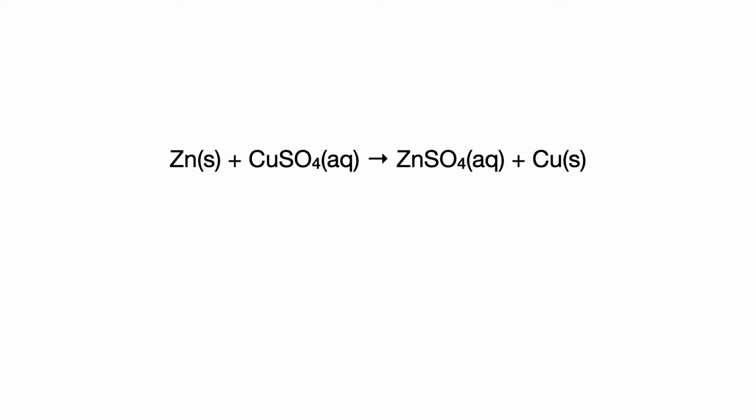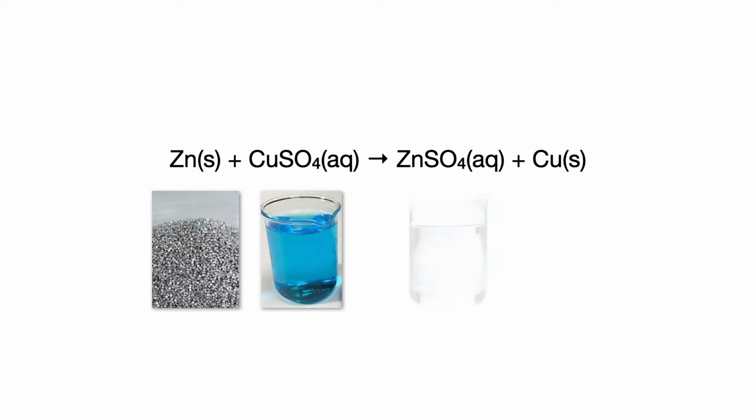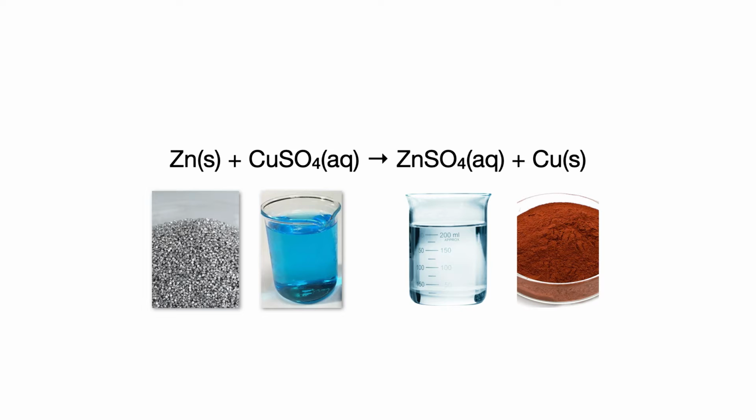Consider the reaction between solid zinc and a solution of copper sulfate to form zinc sulfate and copper metal. So zinc is a silvery metal and copper sulfate is a bluish solution. Zinc sulfate is a colorless solution. Copper metal is an orange solid. So when this reaction occurs, silvery solid metal is mixed with a blue solution.